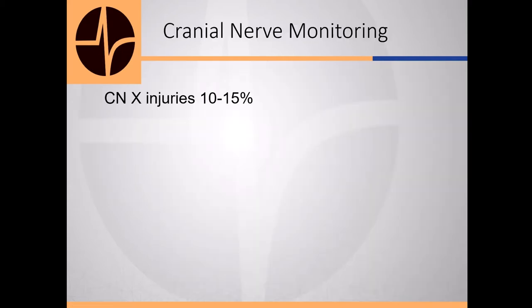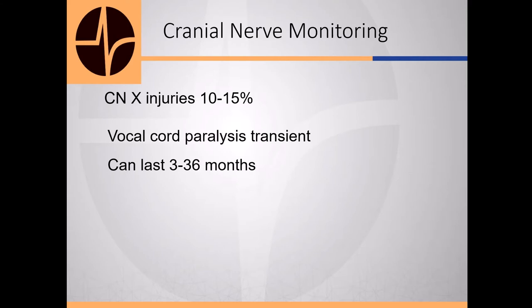So cranial nerve monitoring. During carotid endarterectomies, cranial nerve 10 to 15% of the patients will have vocal cord paralysis, usually transient. Can last 3 to 36 months. So they can talk, but they can't project. So imagine for a few months talking like this, that you have no projection. And then by the end of the day, it gets even worse and worse and worse.